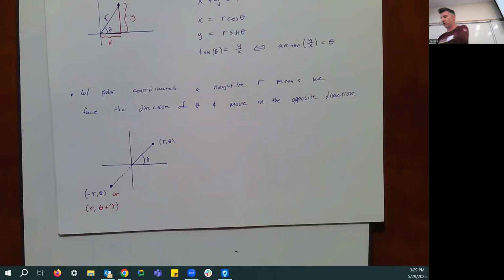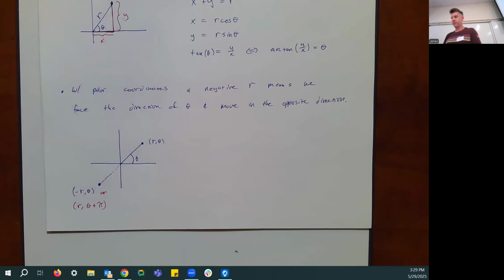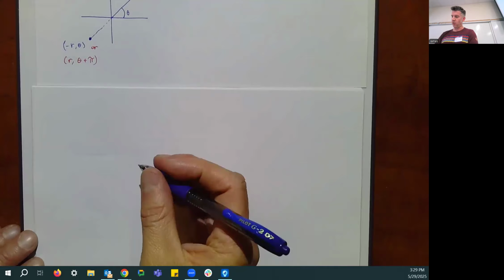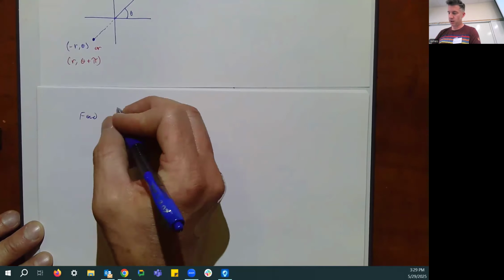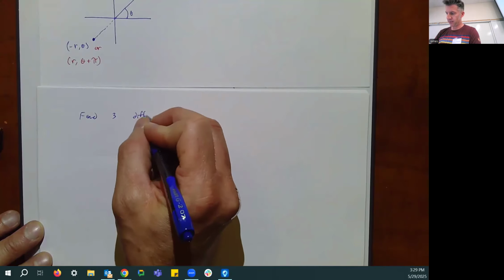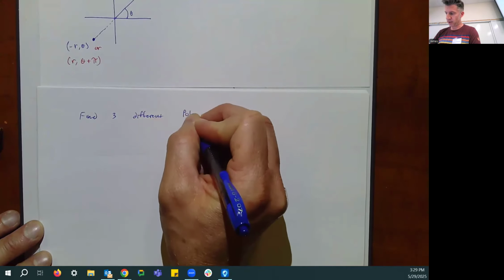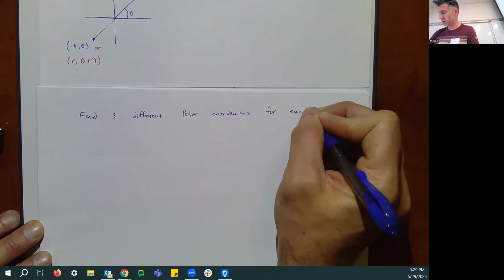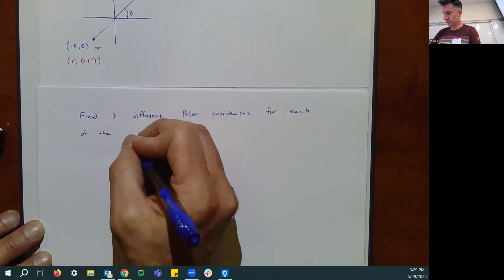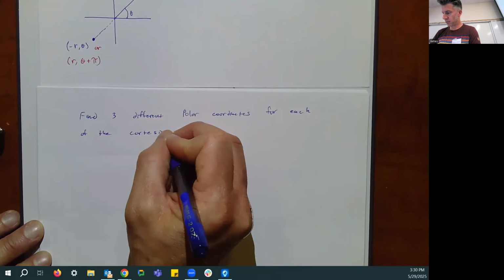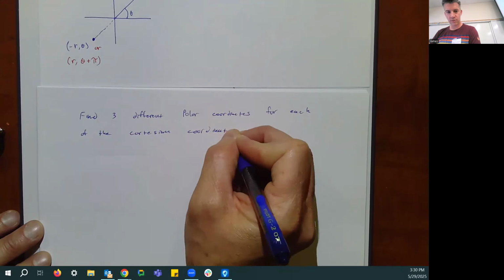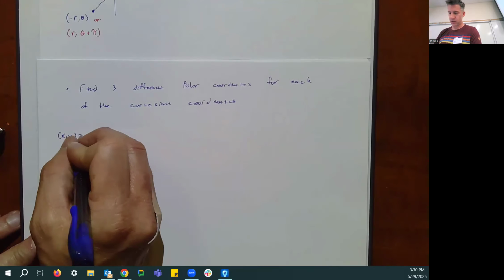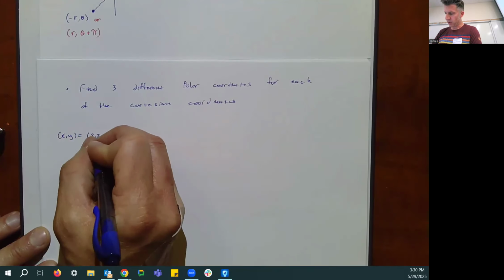So let's do a few things that aren't too terrible, and then we'll talk about some other stuff here. So let's find 3 different polar coordinates for each of the following Cartesian coordinates. So we'll do the first one together, then I'll let you all do the next one. So let's say our first one is x comma y equal to 2 comma 2.